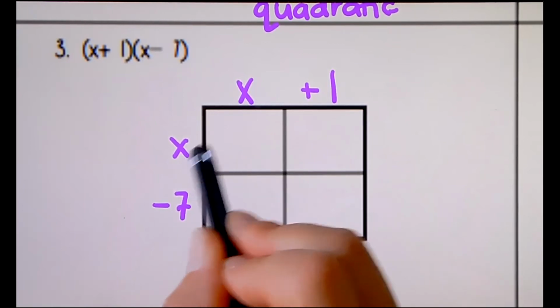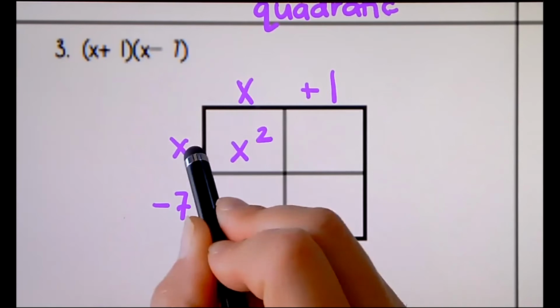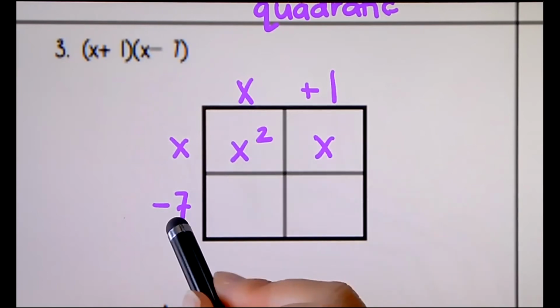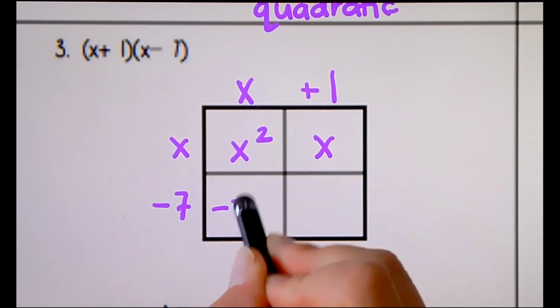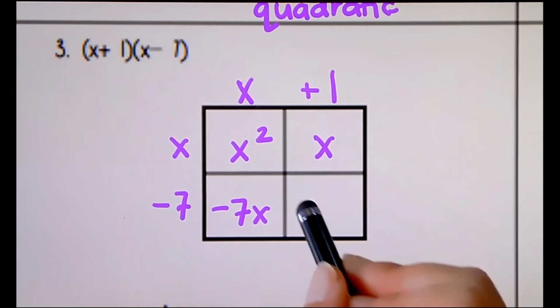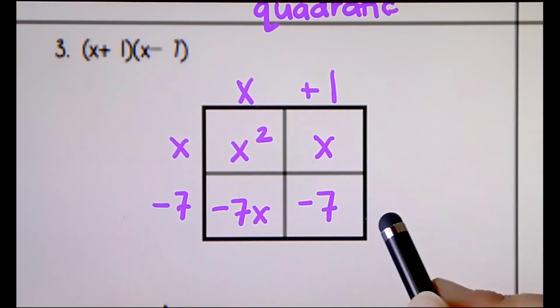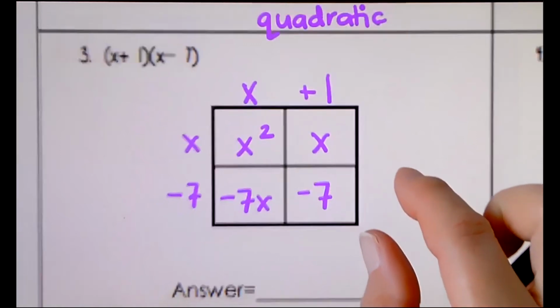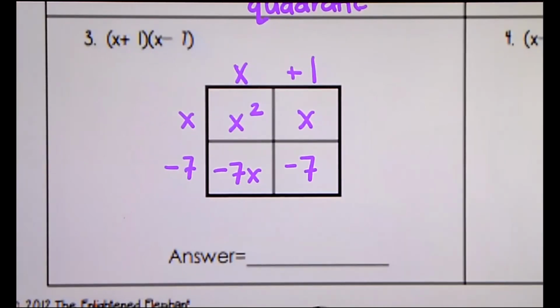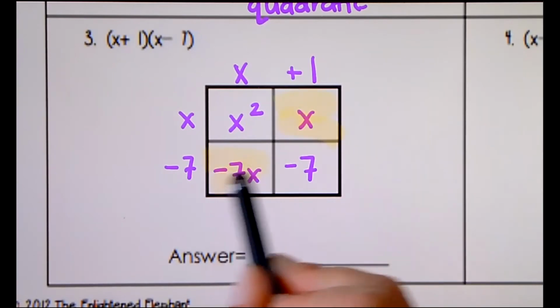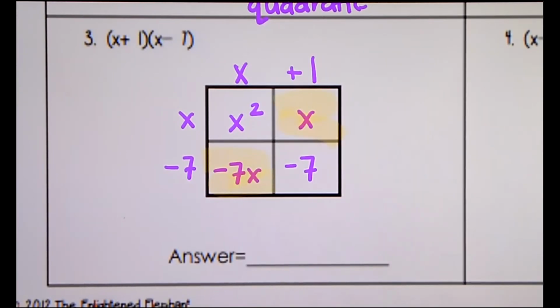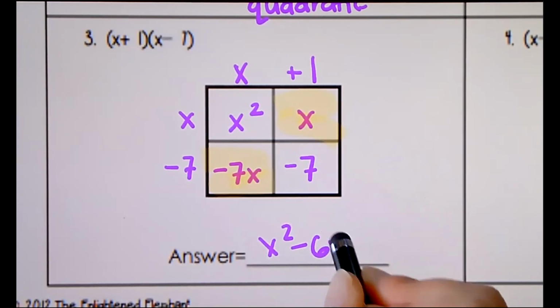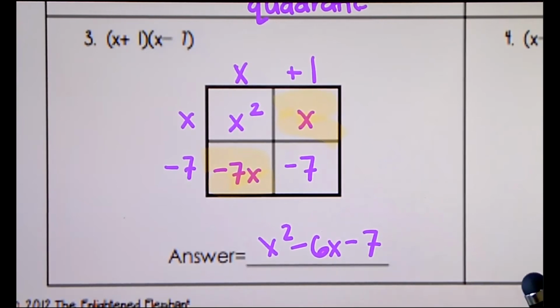So now I'm gonna multiply x times x is x squared. X times 1 is x. Negative 7 times x is a negative 7x. And negative 7 times 1 is a negative 7. So now I'm gonna combine like terms. And my like terms, this and this are like terms. So I'm going to get x squared, negative 7x plus x is minus 6x minus 7.